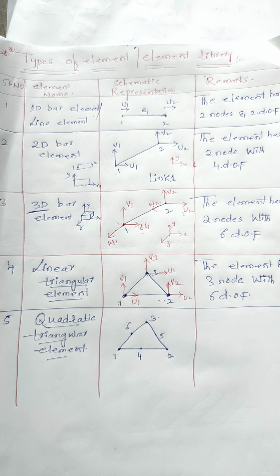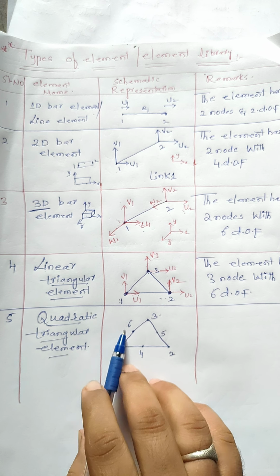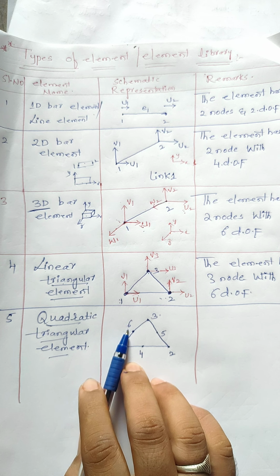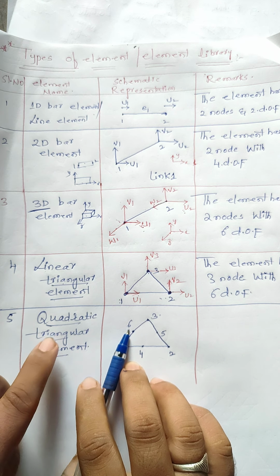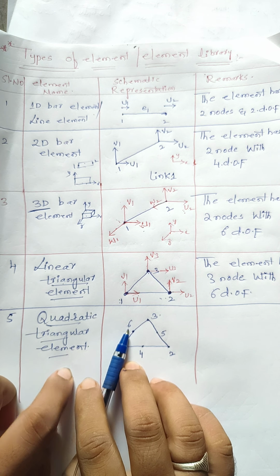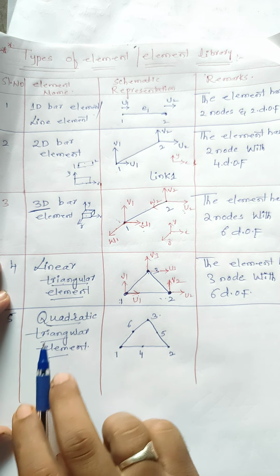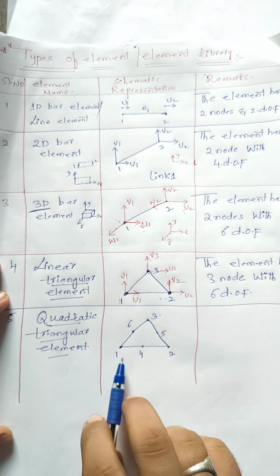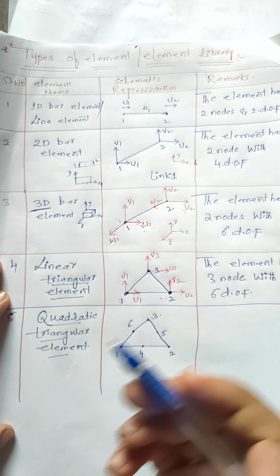So in this case, how many nodes are acting here? They have these 6 nodes: 1 2 3 4 5 6. The 6 nodes mean how many degrees of freedom will be acting? It should be double: 12 degrees of freedom, because we are talking about a triangular element, not the linear quadrilateral element. Is it right? I am talking about the quadratic triangular element, in which there are total 6 nodes. How many degrees of freedom? 12 degrees of freedom. How?